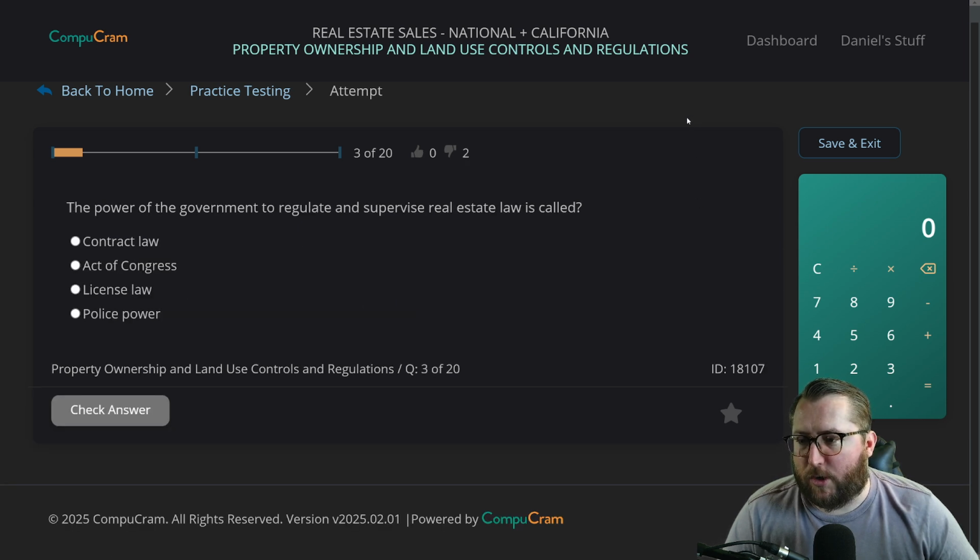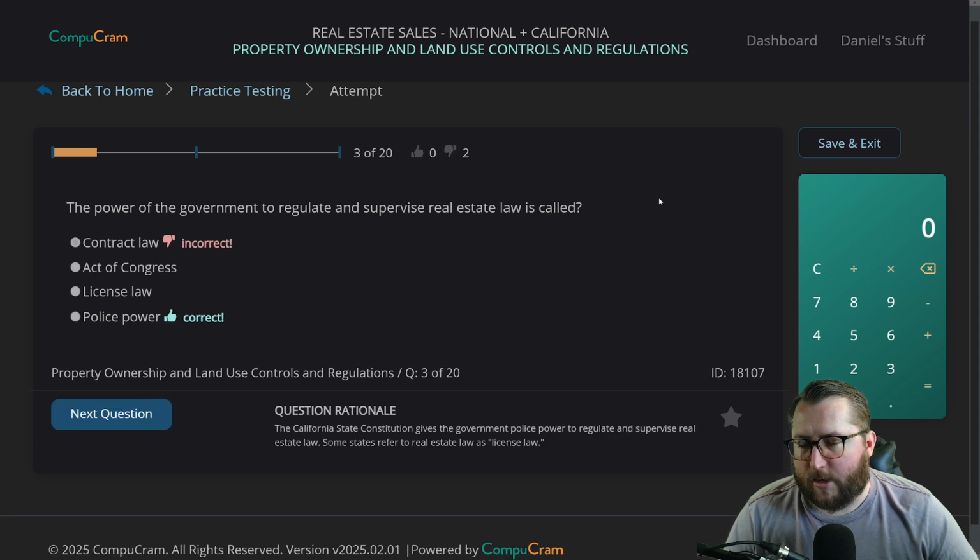Next question, number 3. The power of the government to regulate and supervise real estate law is called what? A, contract law. B, act of Congress. C, license law. D, police power. I want to say license law, but it's probably contract law. Oh my God. Okay, police power.